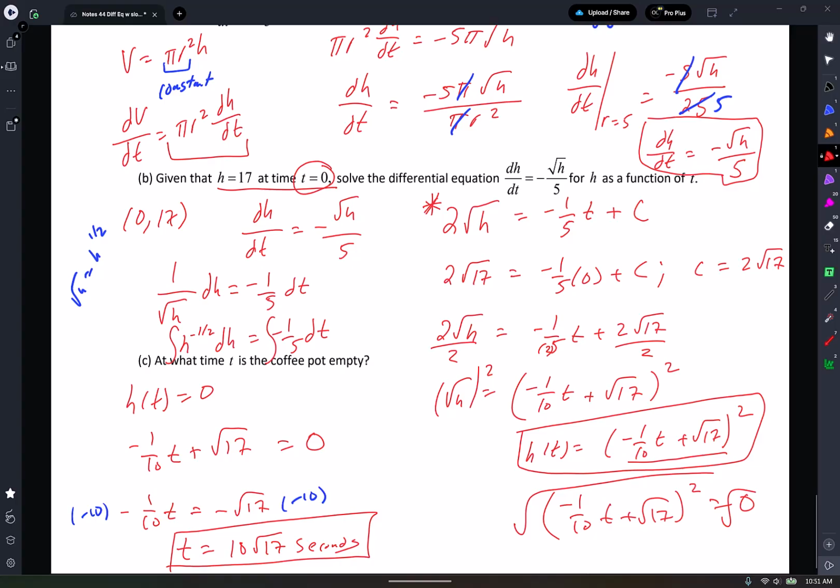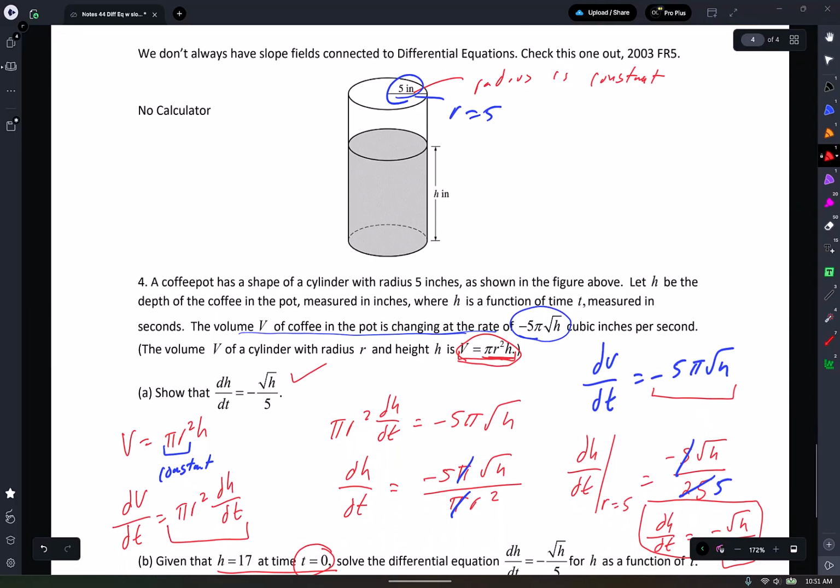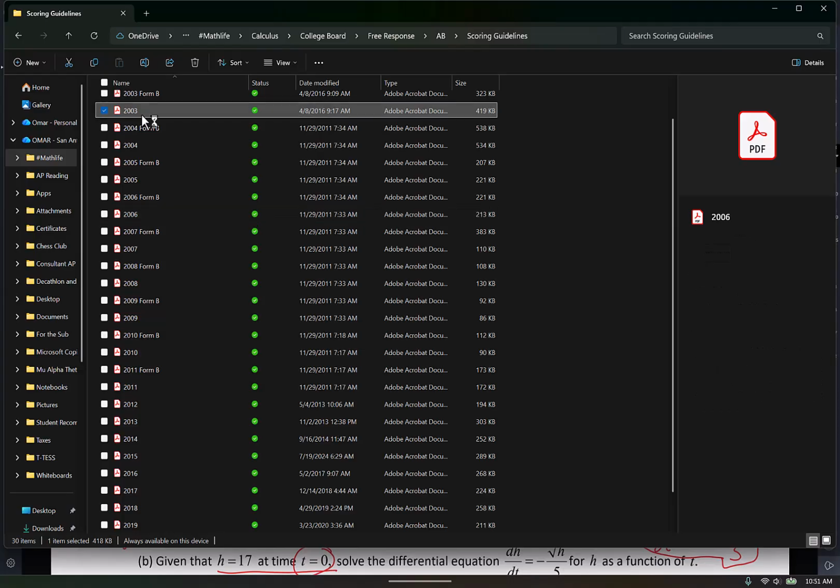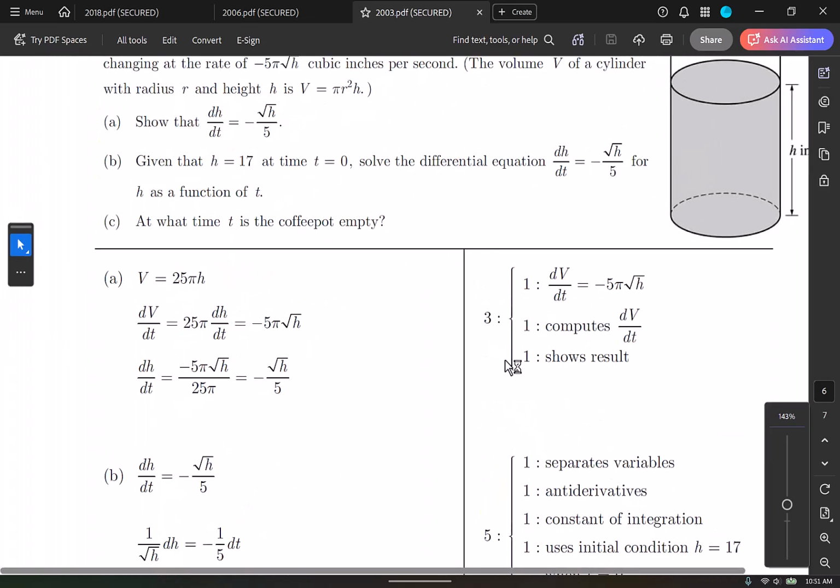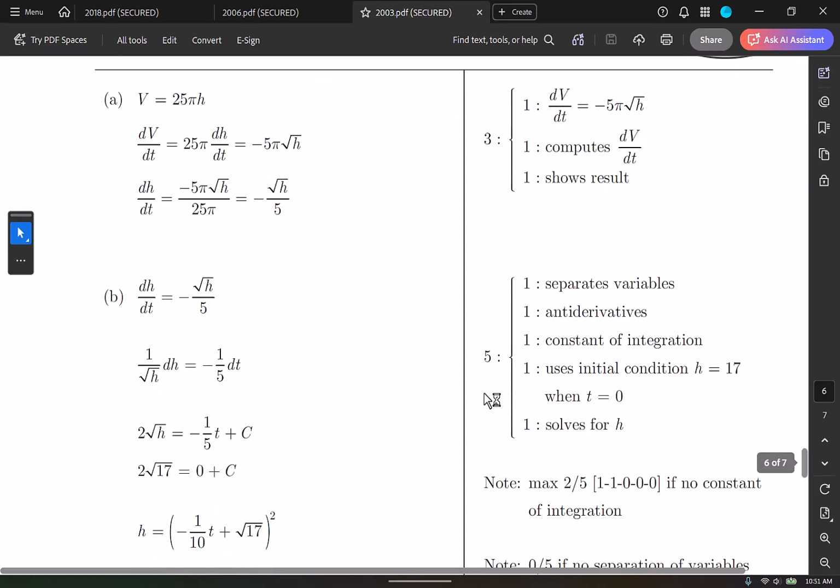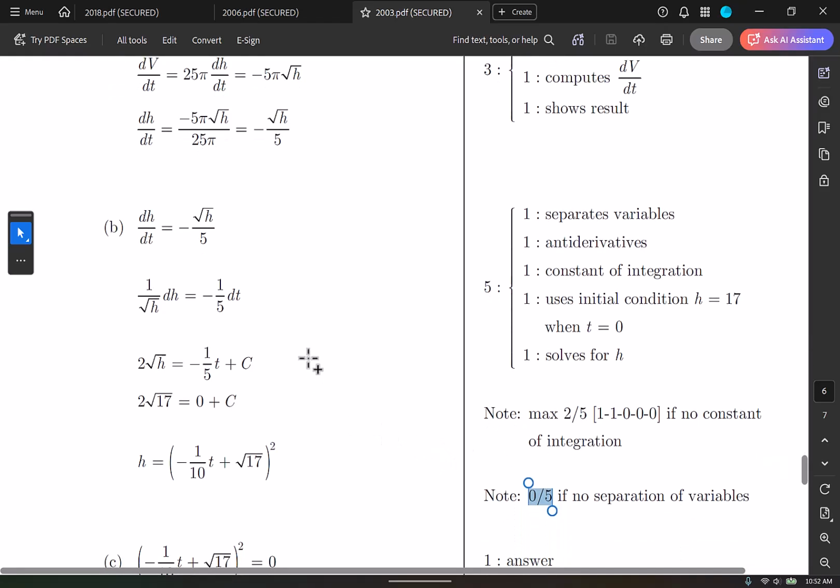Let's look at this rubric, guys, and then we'll call it a day. Do you guys like looking at the rubrics and all that good stuff? Okay. 2003, question 5. Okay, here it is. How many points for letter A? 3, and we got them all. Letter B. Look how many points letter B was. 5 points. Note that they do not give you a single point if you do not separate the variables. So yeah, you got to separate the variables.